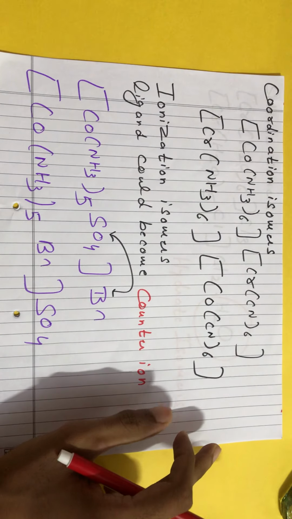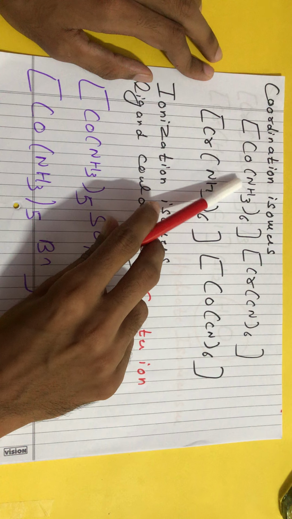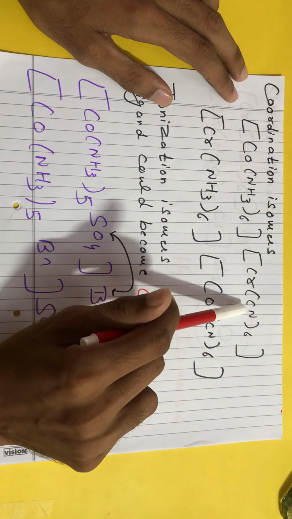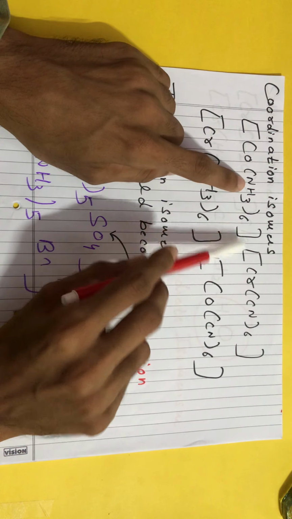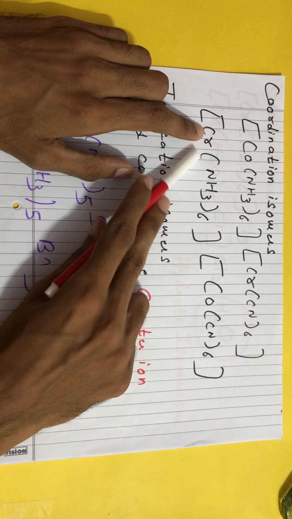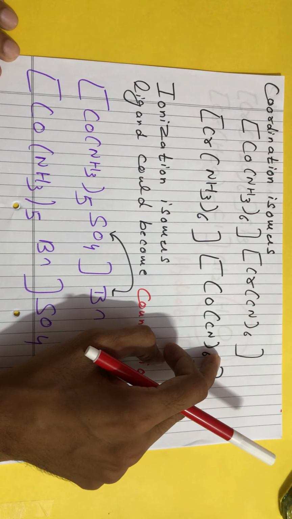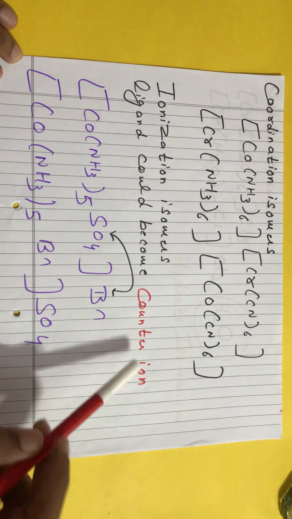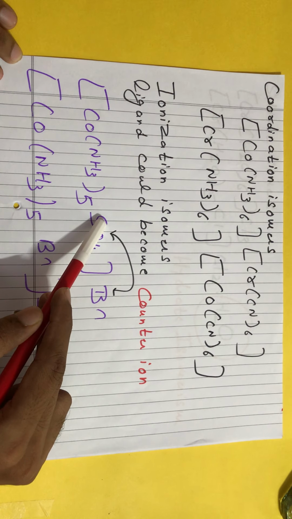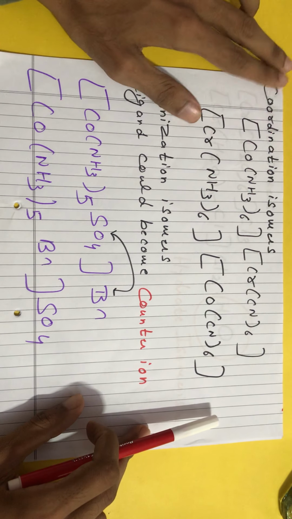Now coordination isomers. You can see that in this complex ammonia is the ligand, and here we have cyanide as the ligand, but both could be interchanged. Ammonia could be linked with the chromium also, and cyanide could be linked with the cobalt also. So these are interchangeable ligands, and this is called coordination isomerism. Ionization isomers are those in which the counter ion could be brought inside and the ligand directly attached to the center metal ion could be brought outside. This type of isomer is called an ionization isomer.